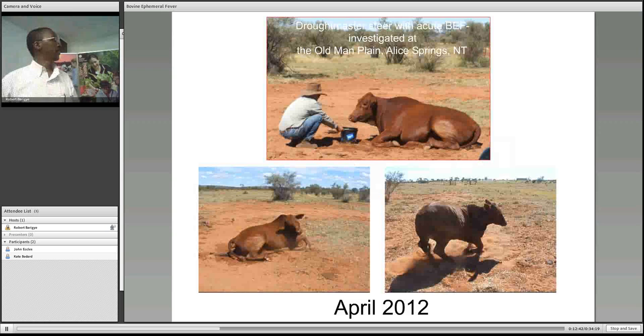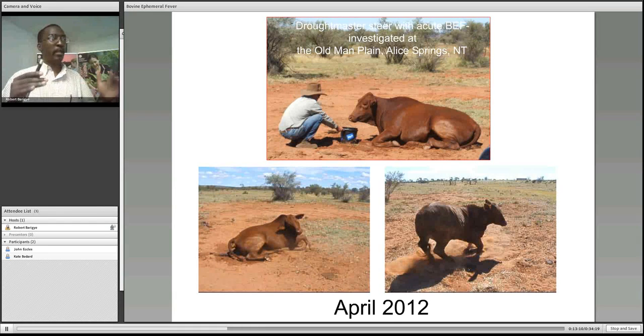So some results here. When I arrived here in June last year, there had been an animal diagnosed in Alice Springs with bovine ephemeral fever, and these are some pictures of that animal. This was in April, before I actually arrived here. And this animal had acute disease. It was confirmed to have had BEF based on serology. But this animal never really recovered. It recovered from the acute disease, but still had residual neurological symptoms.